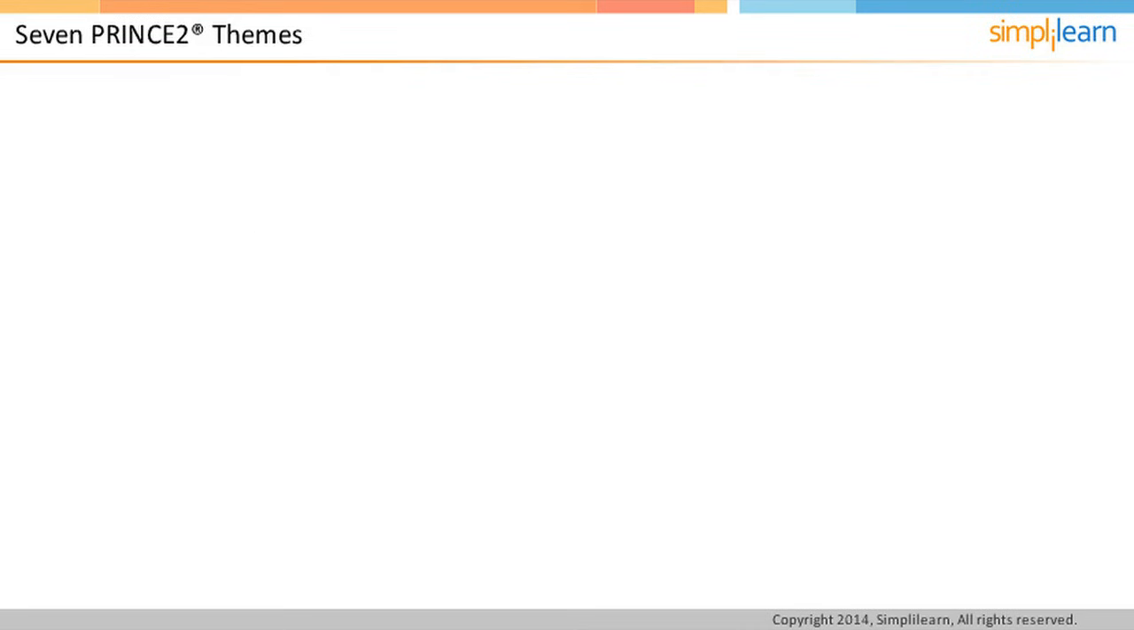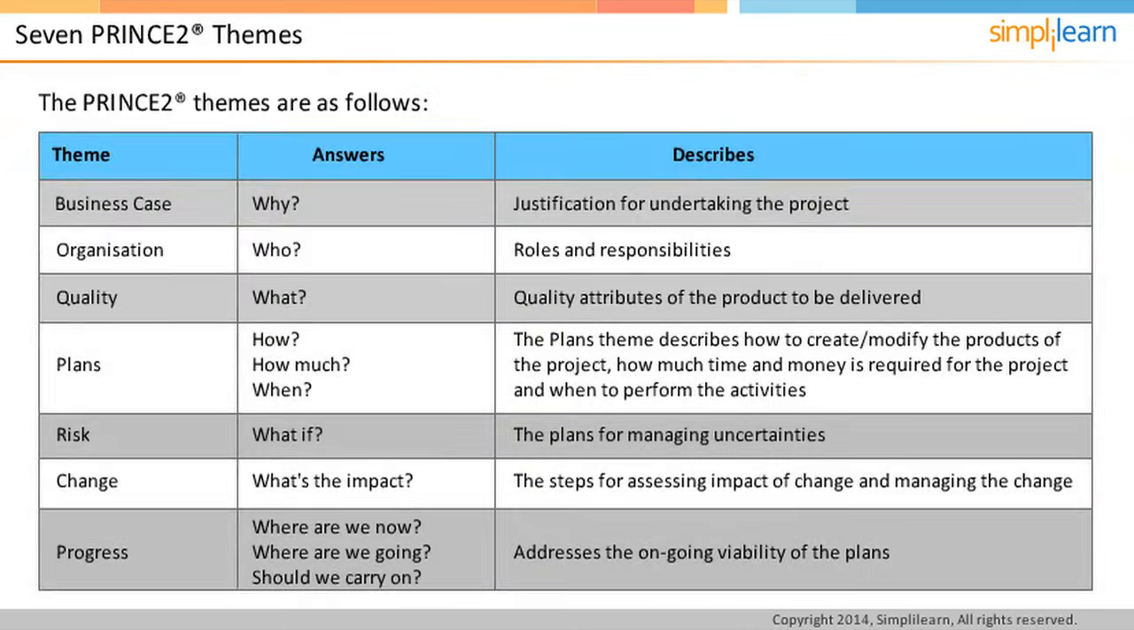The table on the screen lists the 7 themes, what they seek to address, and what they describe. The business case theme gives the business justification for undertaking the project. That is, why the project is taken. The organization theme describes the roles and responsibilities of key stakeholders in the project. That is, who is taking up the project. The quality theme describes the quality attributes of the product to be delivered. That is, they describe what will be delivered. It checks whether the product of the project is fit for purpose.